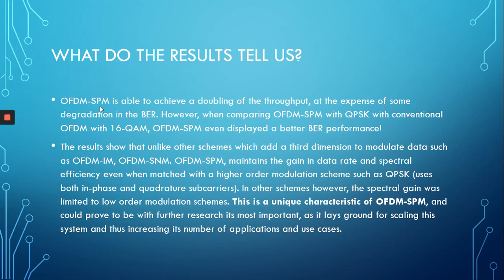The results also show that, unlike other schemes which add a third dimension to modulate data, such as OFDM-IM and OFDM-SNM, OFDM-SPM maintains the gain in data rate and spectral efficiency even when matched with a higher order modulation scheme such as QPSK, which uses both the in-phase and quadrature of carriers. In other schemes, however, the spectral gain was limited to lower order modulation schemes. This is a unique characteristic of OFDM-SPM and could prove to be, with further research, its most important characteristic, as it lays the ground for scaling this system and thus increasing its number of applications and use cases.